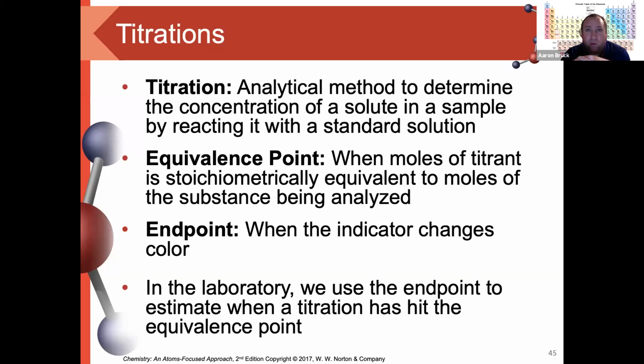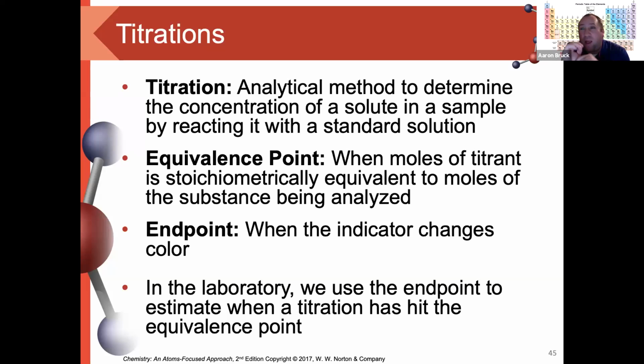Now, the endpoint relies on something called an indicator. An indicator is just a chemical dye of some kind that changes color based upon pH changes that are occurring inside of the solution. And so when our indicator makes the appropriate color change, that's when we know to finish the titration and start running our calculations.